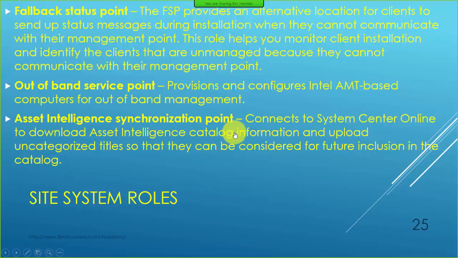Asset Intelligence synchronization point connects to System Center Online to download Asset Intelligence catalog information and upload uncategorized titles. So Asset Intelligence, there's a long list in the catalog. There will be a long list of what type of machines are there: Windows 7, Windows 8, Professional, Ultimate, Enterprise, all the editions, and then all kinds of other software and their editions and their service pack levels.